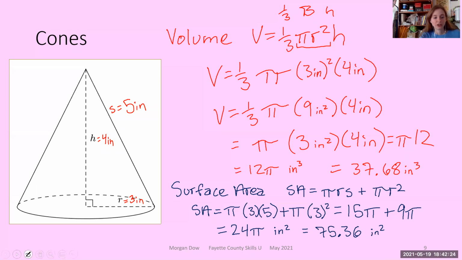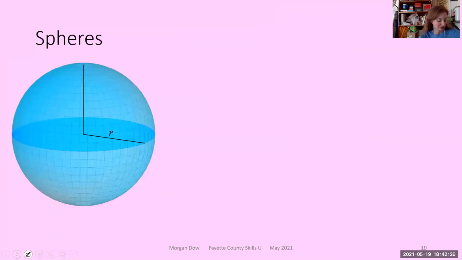All right, now on to our last shape. Our last shape that shows up on the formula sheet is spheres. So this is like a ball or a globe shape. And the most important measurement we're going to be using here is the radius, going from the center of the sphere out to the edge of the sphere.